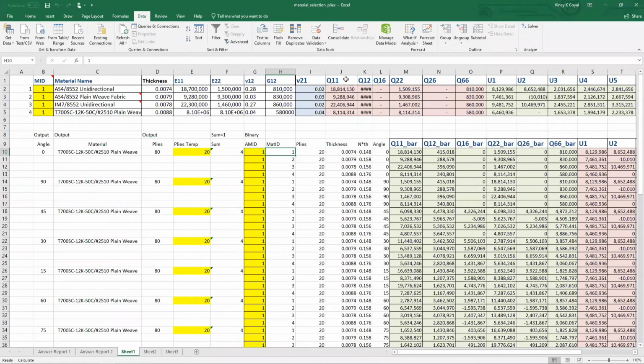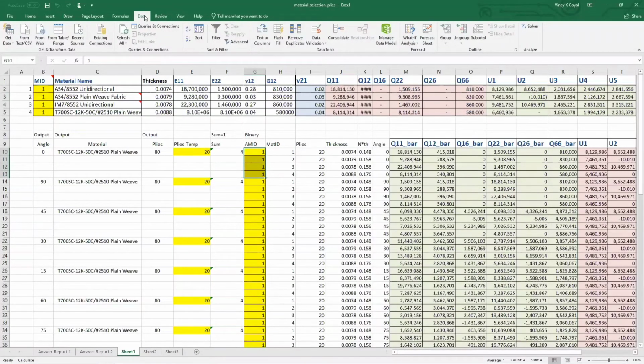And so what we have here is the setup. We have the material properties, and these ones are binary. So we will select one of these properties. And here's where we input, where the solver is going to select one of these properties.